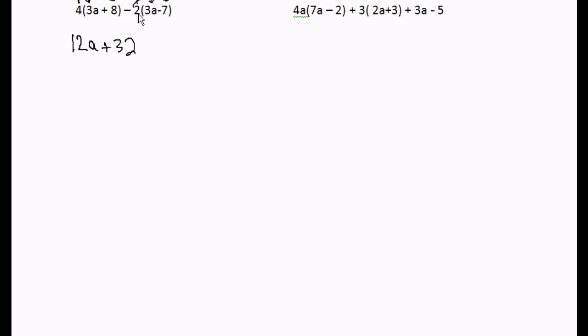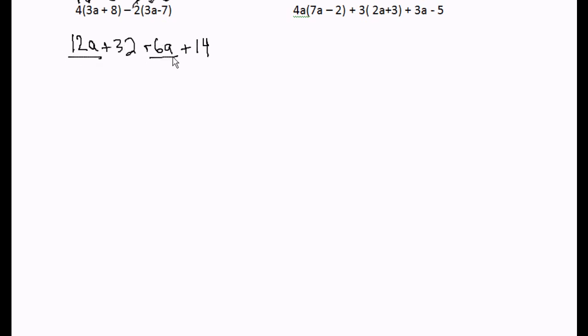Negative 2 times 3a, 2 times 3 is 6, negative times a positive is a negative. Negative 2 times 3a is a negative 6a. Then negative 2 times a negative 7, negative times a negative is a positive 14. So we just did distribution. Distribution is another word for multiply any number outside of a parentheses times each term in the parentheses. Once we did distribution, do you notice the parentheses disappear? All we do is combine like terms now.